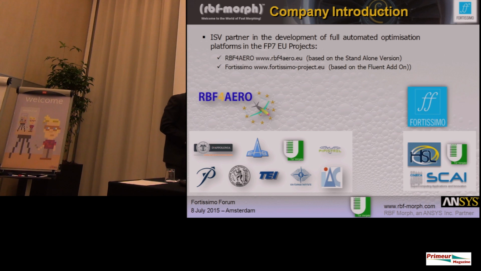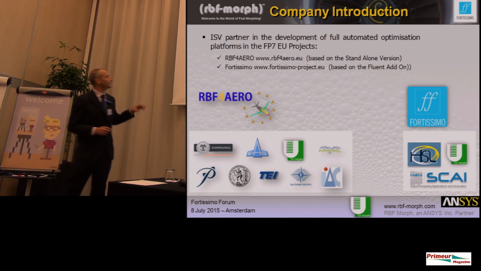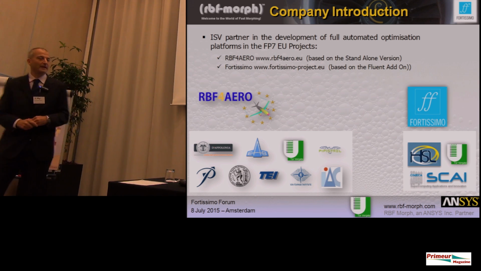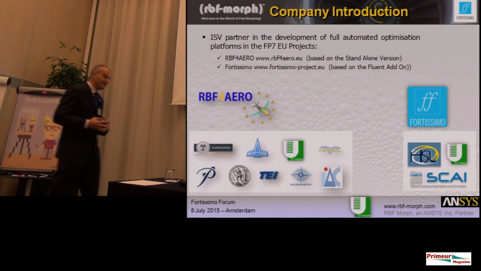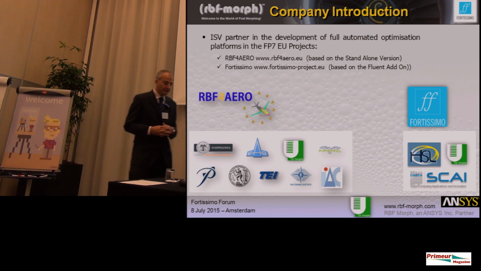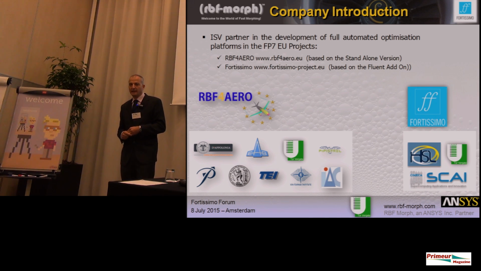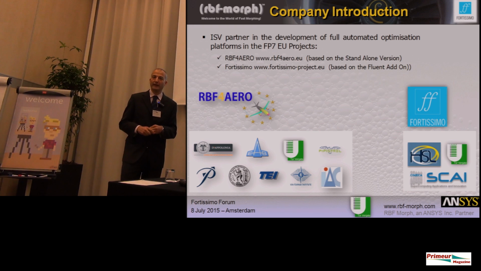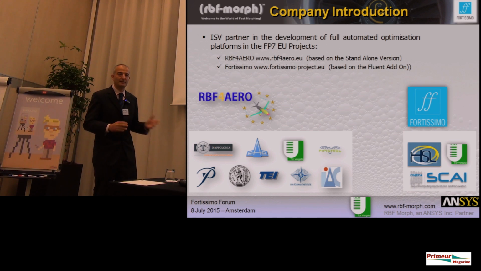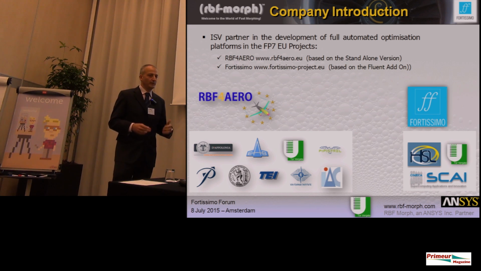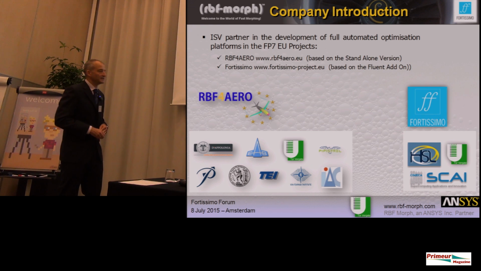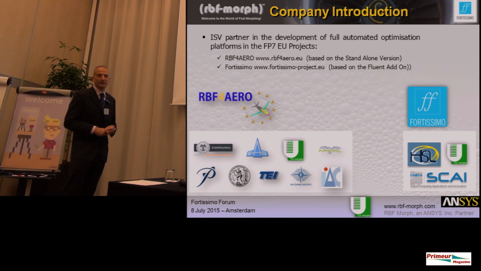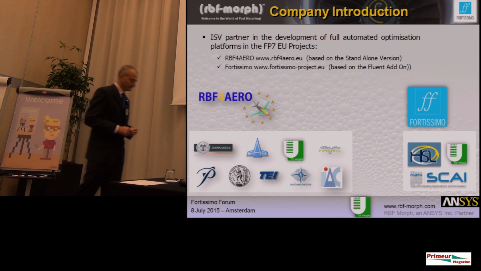And here I have prepared this slide about our commitment to the creation of a fully automated optimization workflow. This is something that is going on in the European FP7 RBF Morph project, which is currently in the middle of the 3 years. And this is what we are doing more recently in our Fortissimo experiment, which has been introduced yesterday.